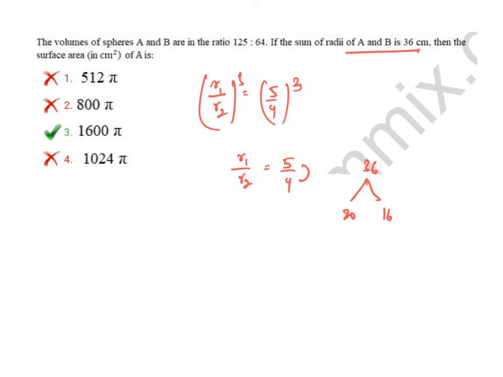Then the surface area of A. Surface area of A is 4 pi R1 square. So, 4 into pi into R1, which is 20 square, 400, which is equal to 1600 pi.